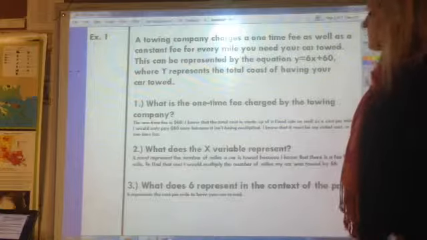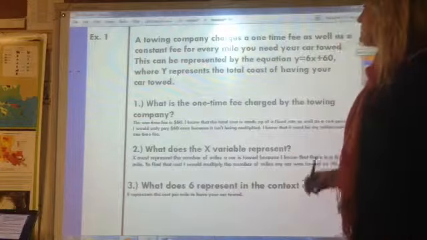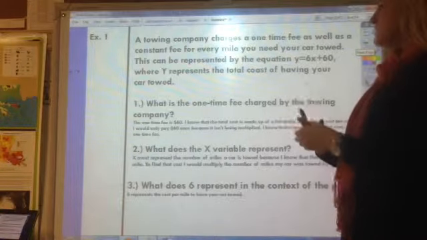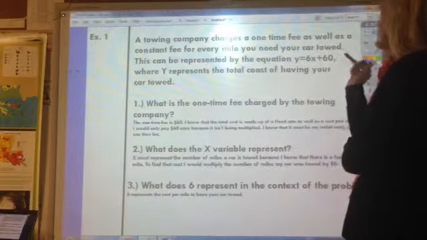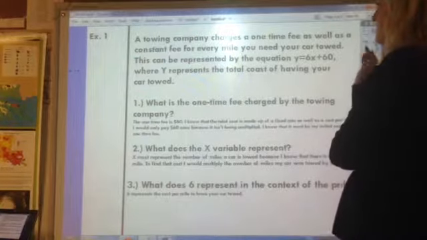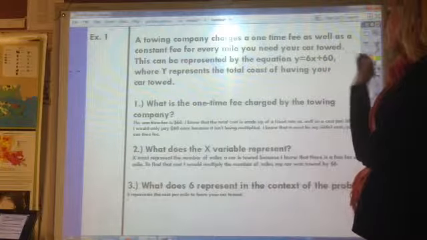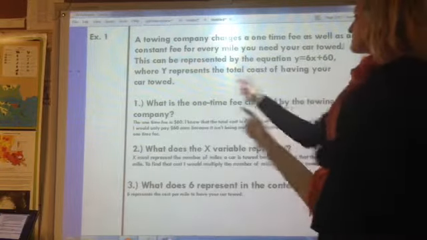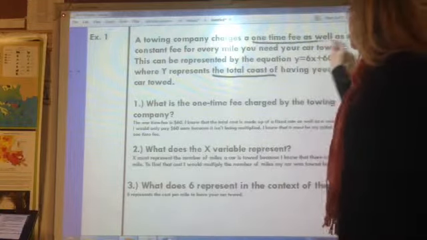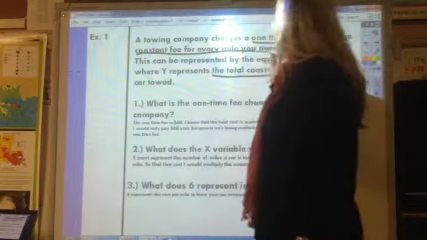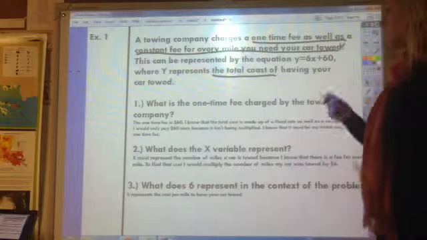Let's go ahead and do an example. This first one I'm going to model for you. You don't need to write, you just need to listen. Sometimes we're going to just be given equations and we need to understand what they mean in real life ideas. A towing company charges a one-time fee as well as a constant fee for every mile you need your car towed. This can be represented by the equation y equals 6x plus 60, where y represents the total cost of having your car towed. So I have a one-time fee and a constant fee for every mile you need your car towed. My first question, what is the one-time fee charged by the towing company?